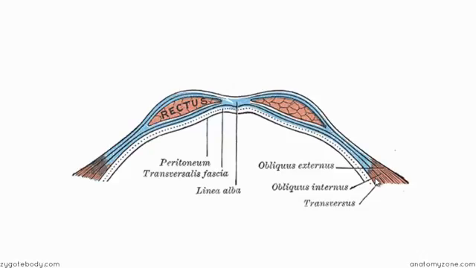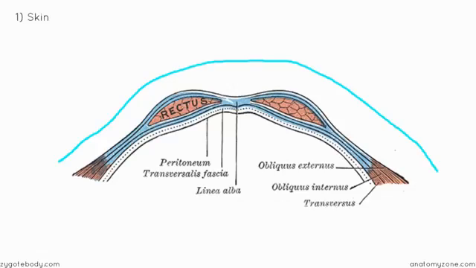We're going to just imagine passing a needle through the lateral side of the abdomen. So we're going to take a look at the layers that a needle would pass through if we stuck it through this side of the person. The first thing we'd pass through is obviously the skin, so I'll just draw that on here. And then next we'd pass through the superficial fascia.